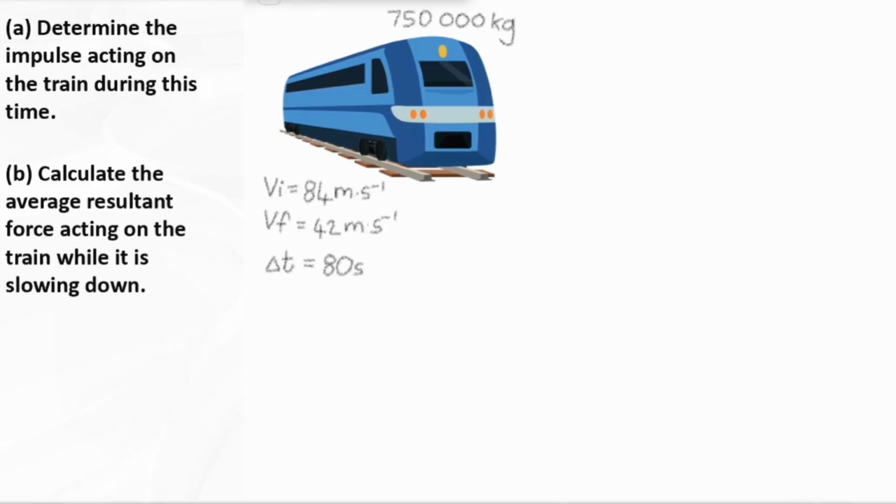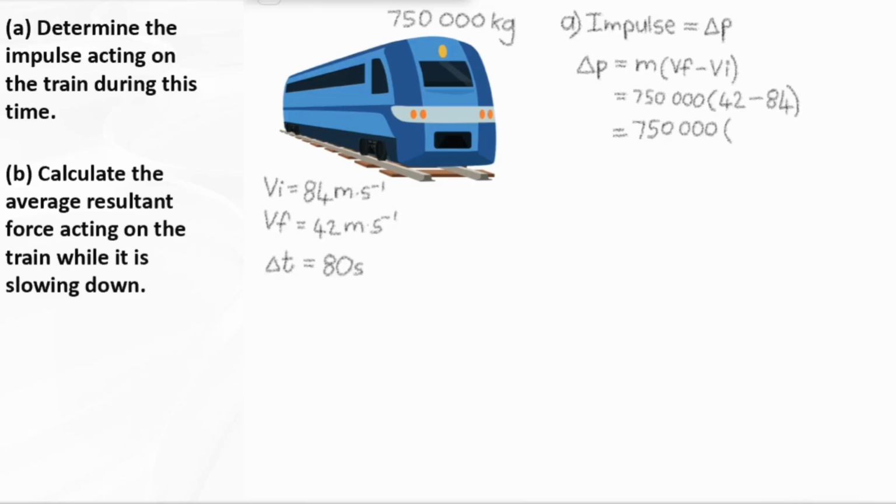Part A asks for the impulse. Now remember, impulse equals change in momentum. So let's focus on the change in momentum. The change in momentum in this case will be equal to the mass of the train multiplied by the final speed minus the initial speed. So what I'm going to do next is substitute the known values into this formula. We know that the mass of the train is equal to 750,000. We know that the final speed is equal to 42 and we know that the initial speed is equal to 84. Now 42 minus 84 is equal to negative 42.